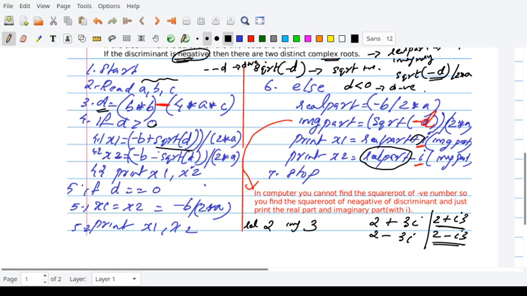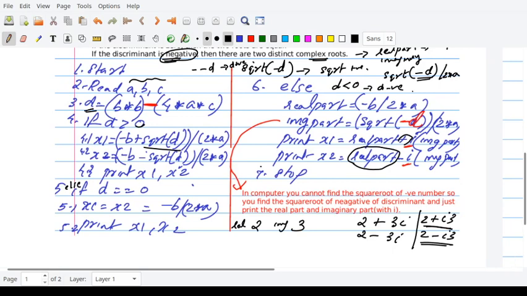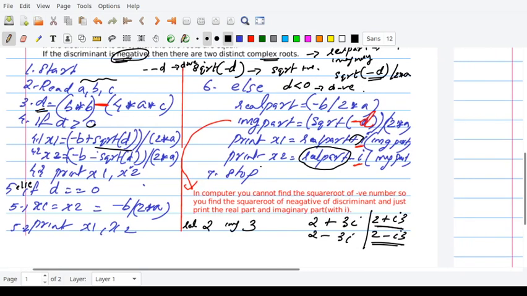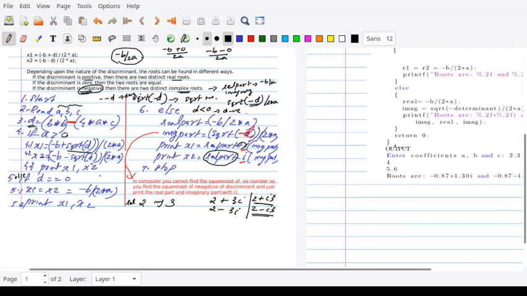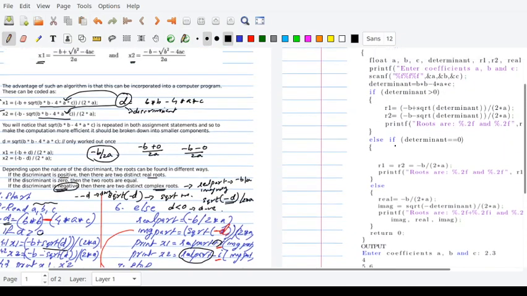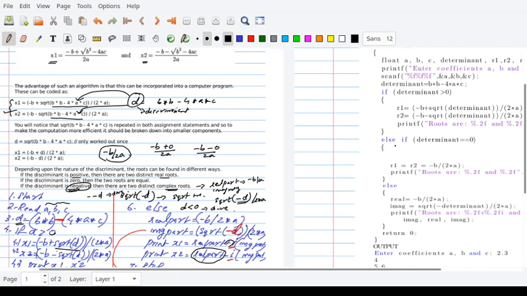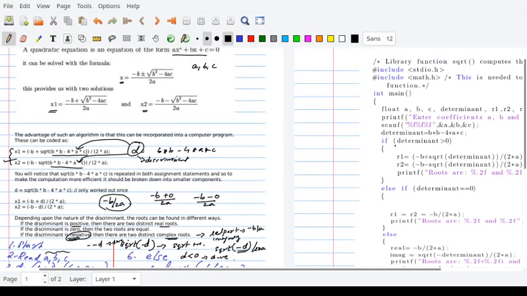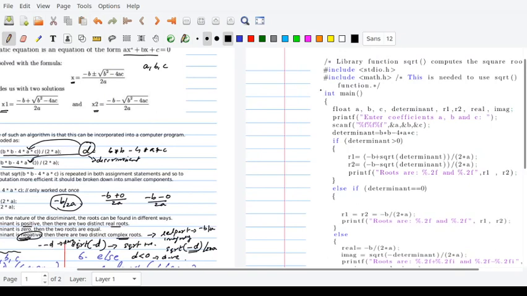Remember, you have to put an else here. So how will we implement this as a program? This is our algorithm. This is my program. I have the library header files. You have #include <stdio.h>. This is for our printf and scanf functions. It is the input output header file.